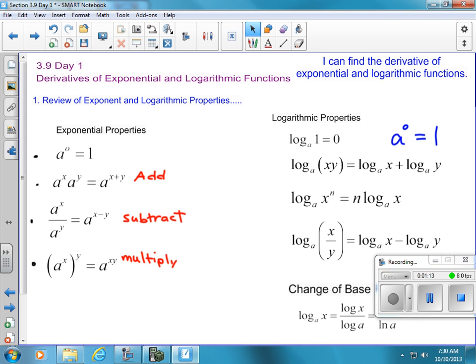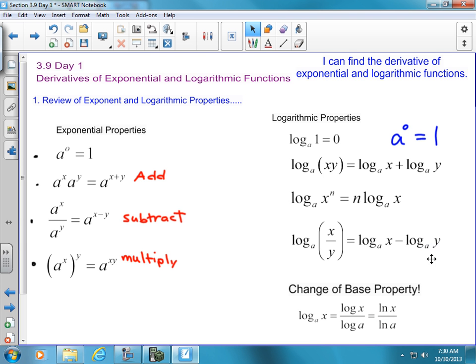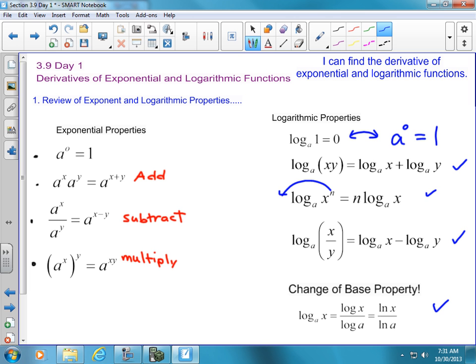Okay, with logarithmic functions, remember that log base a of 1 is always equal to 0, which is the same as the exponential property of a to the 0 equals 1. All right, anytime you have the addition property, you have the power property where you take the power and put it in front of the log. You have the division of logs, which means that you subtract. And also you have the change of base property.